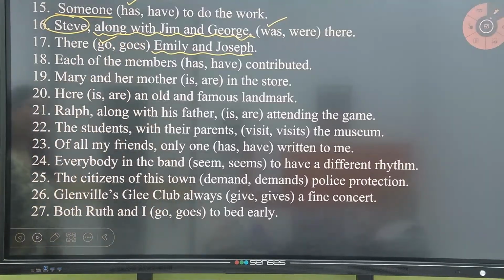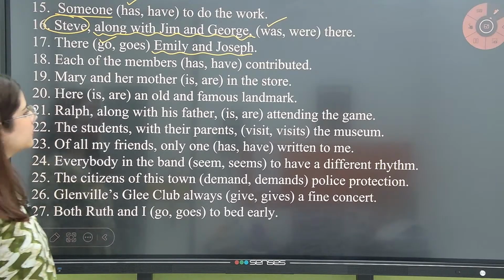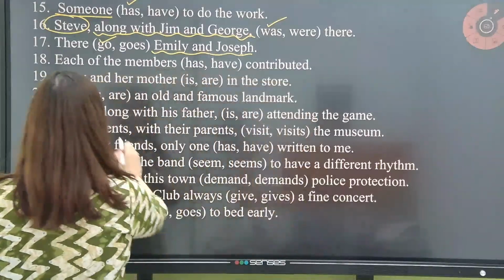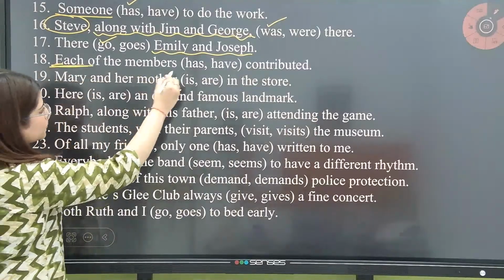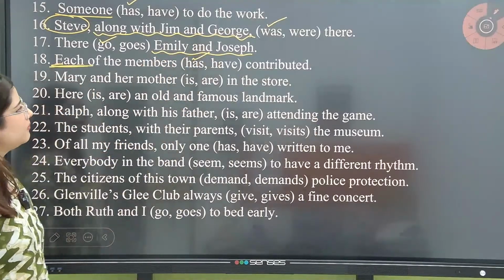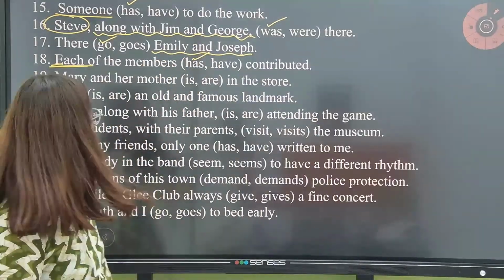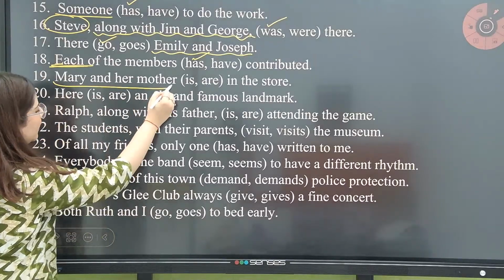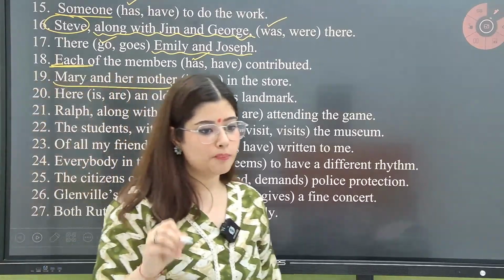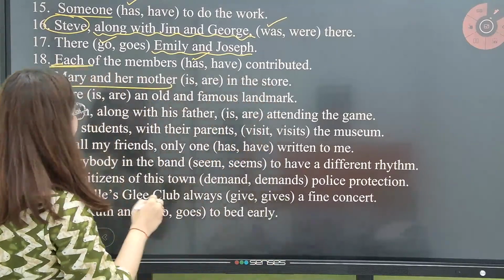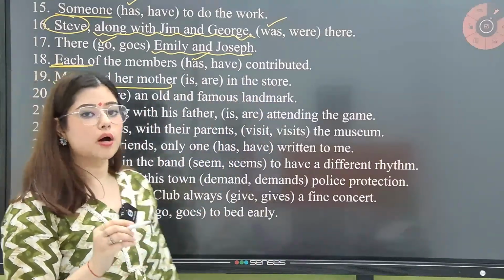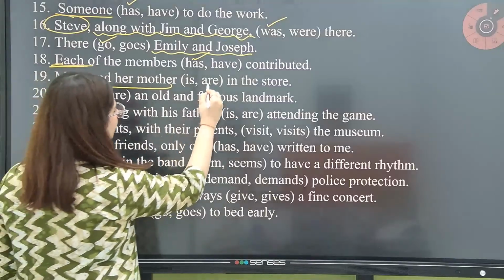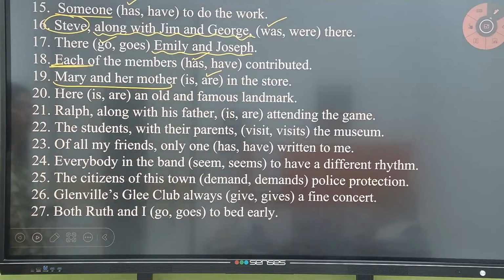Each of the members dash contributed, right? Each, I'm going to use a singular verb form. Each of the members has contributed. Mary and her mother. Okay, I'm talking about two people here. So plural, my subject is plural, and I'm going to use a plural verb form with it. Mary and her mother are in the store.